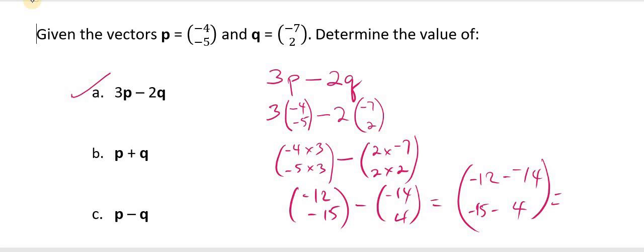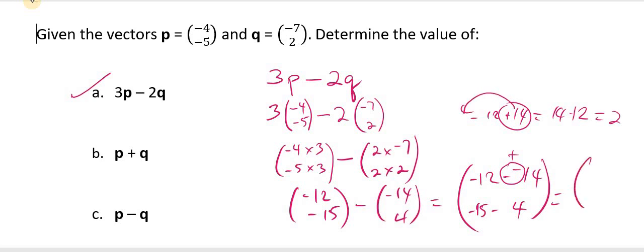And so we know that -12 subtract negative. When we subtract negative, this gives us a plus. So that's -12 plus 14. What would that be? The same thing as saying 14 minus 12. Put the 14 in front of the -12. And so that's going to give us 2. And -15 minus 4. If we're subtracting 4 from -15, we get more negatives. So this will give us -19. And this will be the solution for part A.